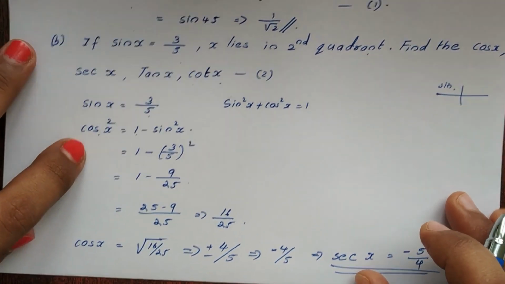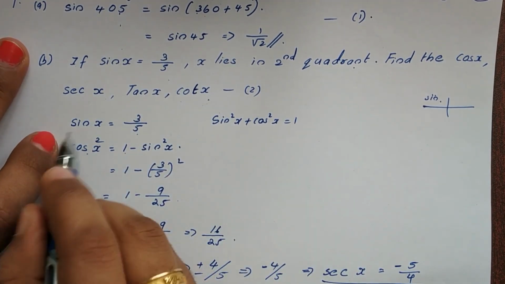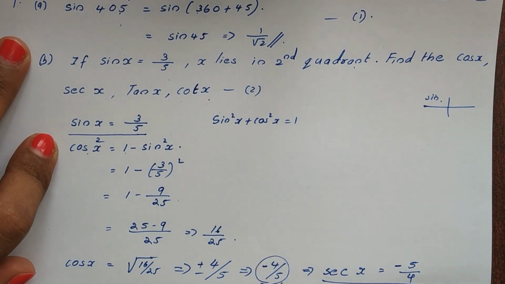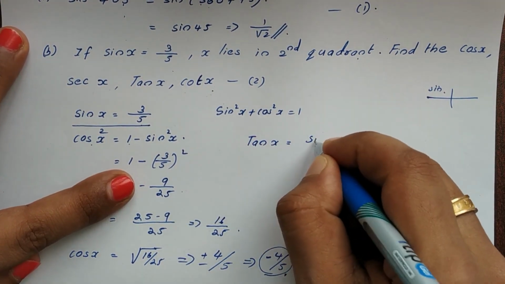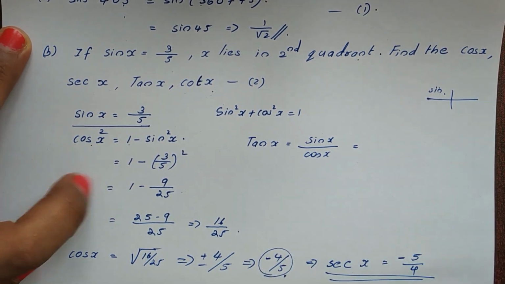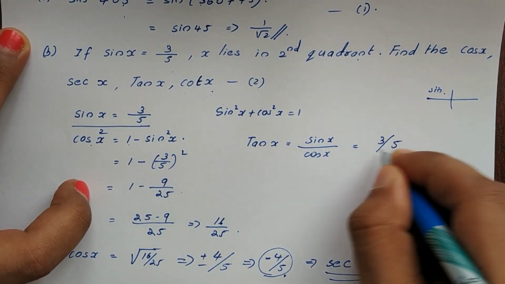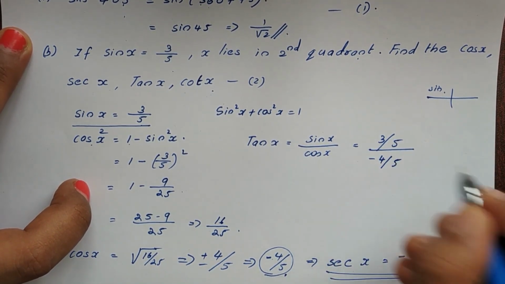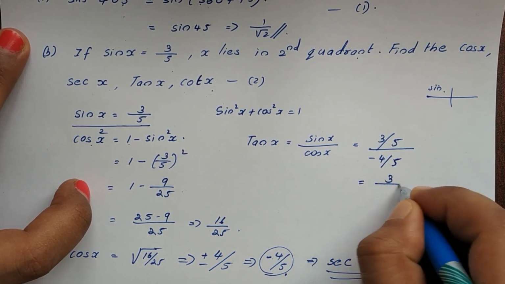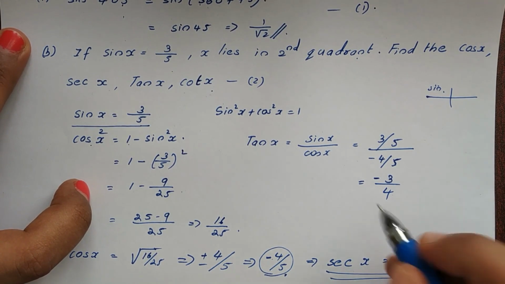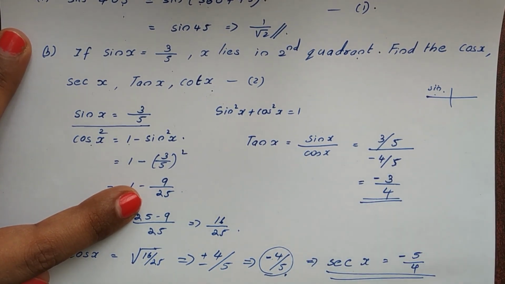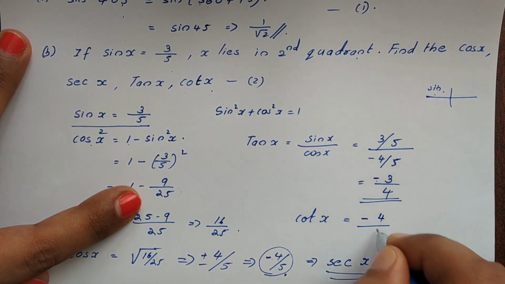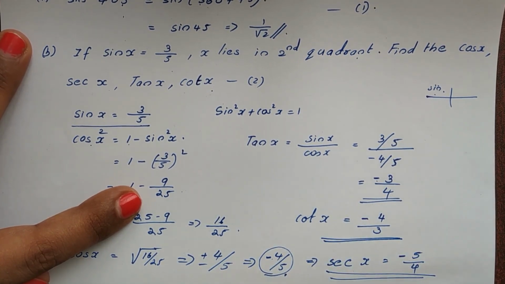Now we have to find tan x and cot x. We have the value of sin and the value of cos, which is minus 4 by 5. So tan x is equal to sin x by cos x, which is 3 by 5 divided by minus 4 by 5. The 5s cancel, giving minus 3 by 4. In the second quadrant tan is negative, so tan x is minus 3 by 4. Then cot x is the reciprocal with the negative sign, that is minus 4 by 3.